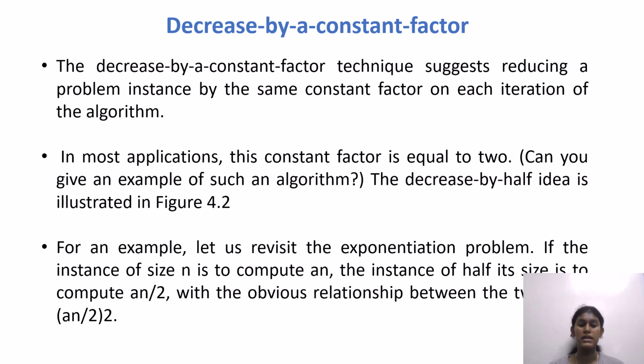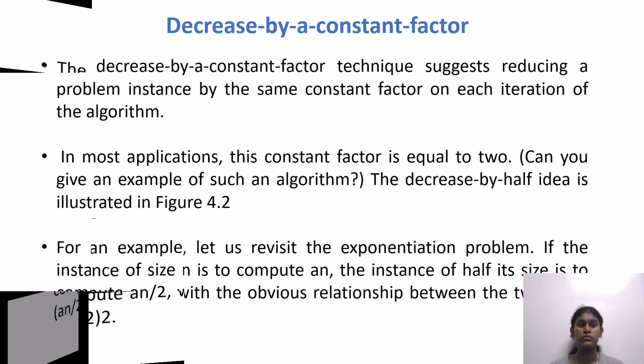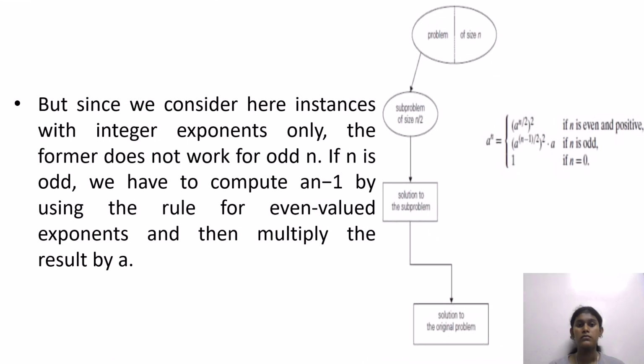For example, let us revisit the exponential problem. If the instance of size n is to compute a^n, an instance of half its size is to compute a^(n/2). But since we consider here instances with integer exponents only, the former does not work for odd n. If n is odd, we have to compute a^(n-1) by using the rule for even valued exponents and then multiply the result by a.